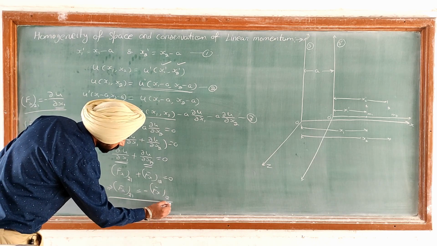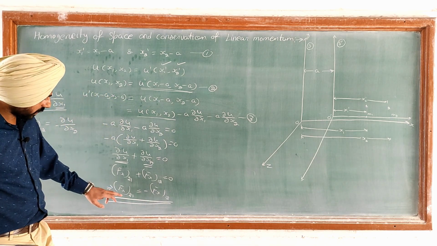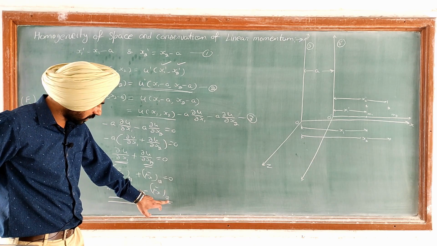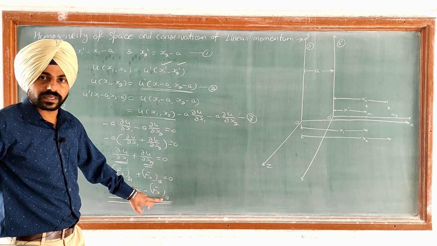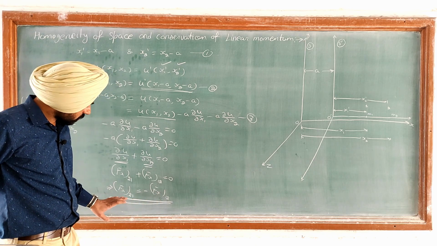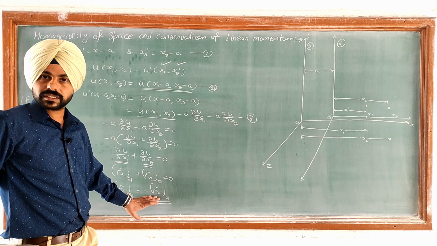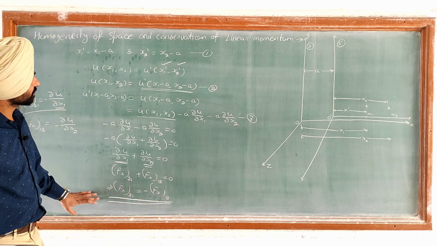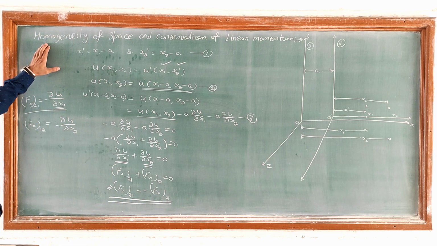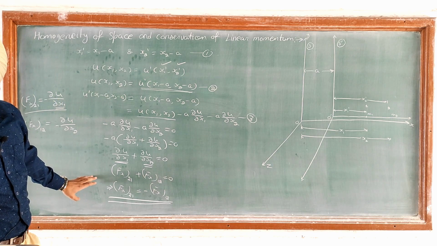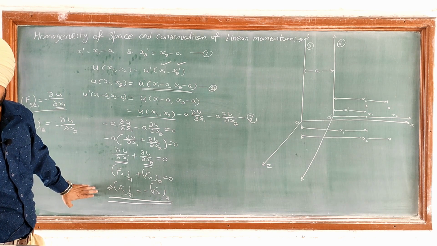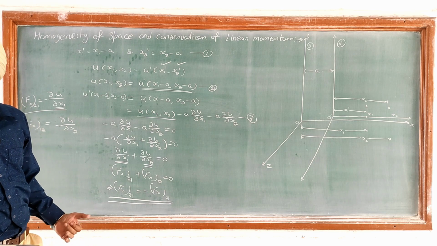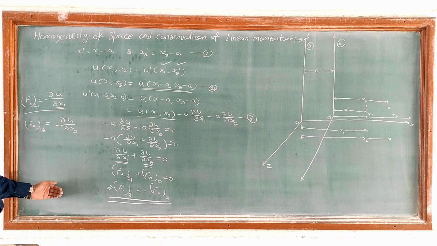From here we can write Fx21 is equal to negative Fx12. What is the meaning of this equation? Force on particle 1 due to 2 is equal to negative of force on particle 2 due to 1. That means forces are equal and opposite. What is this? This is nothing but Newton's third law. So that means homogeneity of space leads to Newton's law of motion. We can say that Newton's law of motion is a consequence of homogeneity of space.